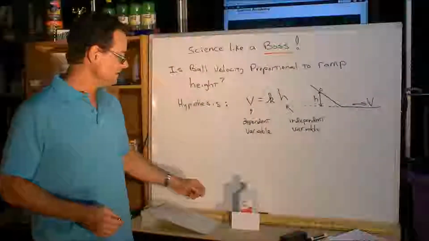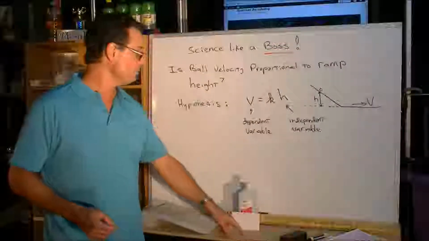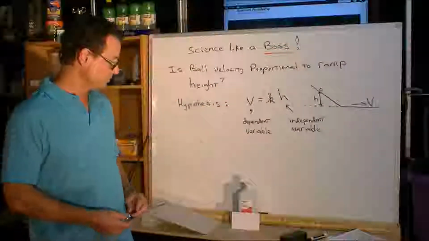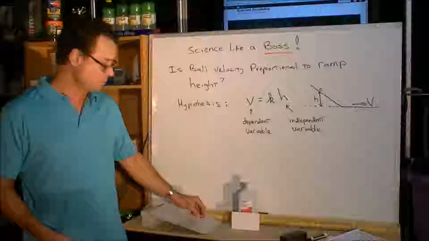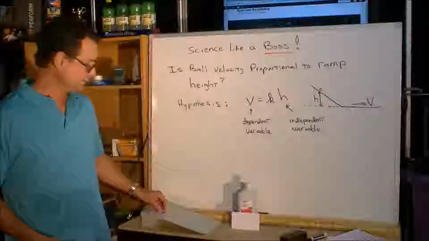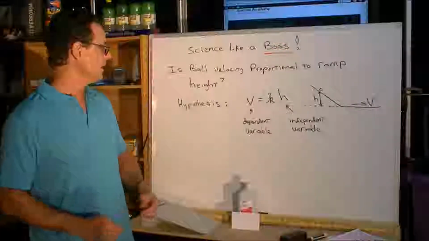So the question is: is that constant velocity, once it gets to the level portion, proportional to the height from which it started? And we mean the starting height. We don't really mean the height at the top, because you can start rolling the ball down at different heights along the ramp.